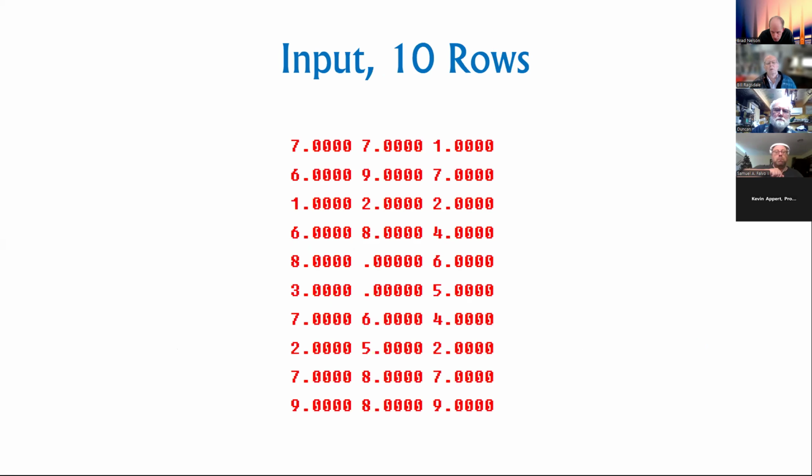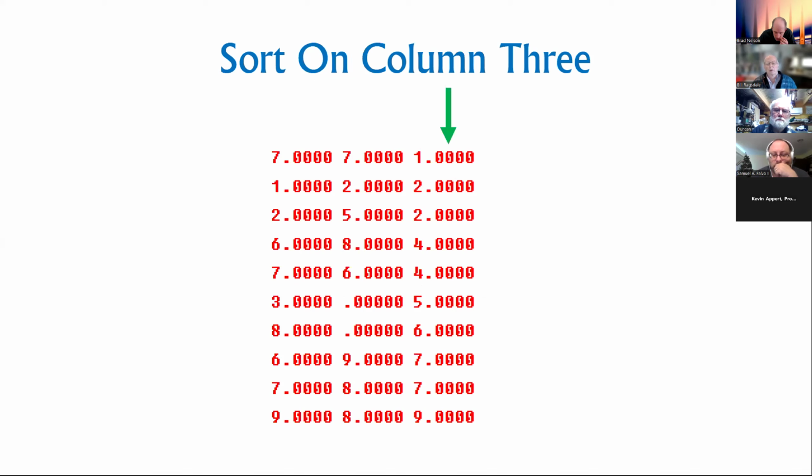So here's an example. This is a 3 by 10 matrix, 3 columns by 10 rows. And you see they're all random numbers. This is all floating point. So these are floating point numbers, although I've limited them to be integers for clarity. So here's our sort on column number 3. As you see we go 1, 2, 2, 4, 4, 5, 6, 2 sevens, and a 9.